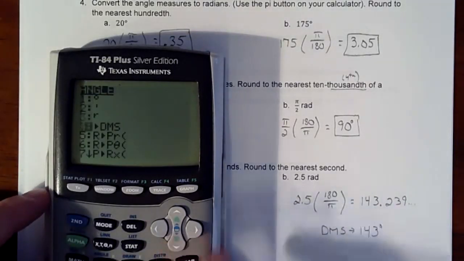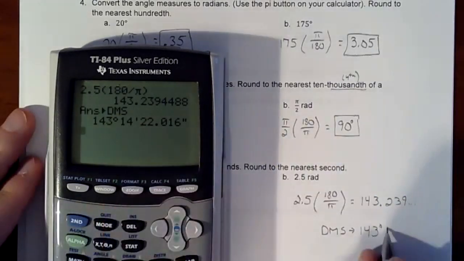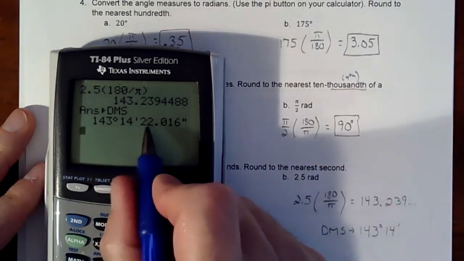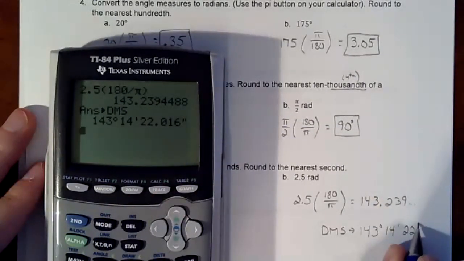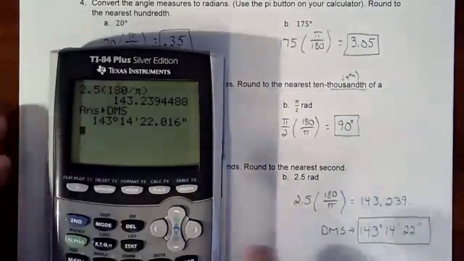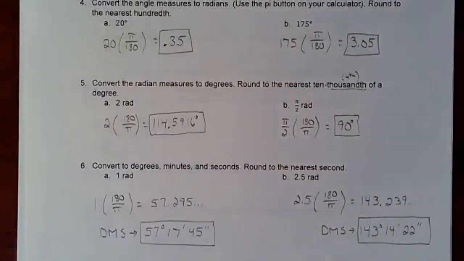So angle, degrees, minutes, and seconds. So there's my 14 minutes. And then I'm rounding it to the nearest second, so it's 22 seconds because the 0 does not bump it up. And there's your angle. Okay. So hopefully you have a calculator that will convert it for you. Otherwise, it's going to be a lot more complicated. It's going to be multiplying by 60, multiplying by 60.